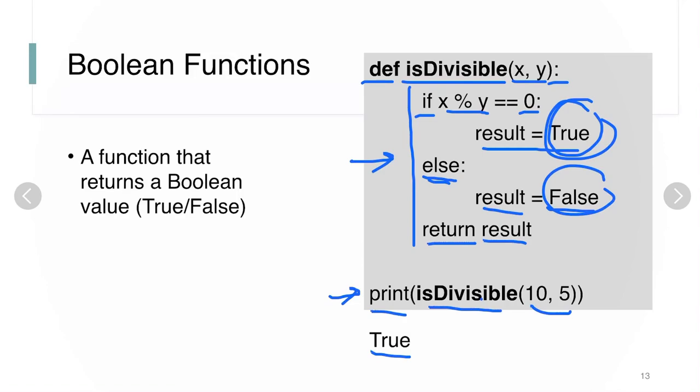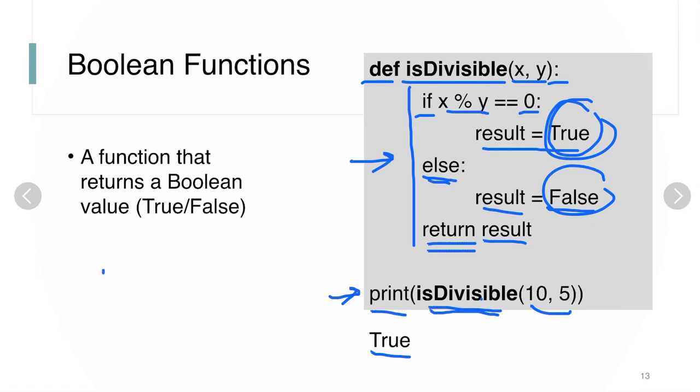So the Boolean function at some point should return a value which is true or false. So you can return only two types of values, either true or false. And the program that is calling that function should expect back that there's a truth value coming. So you can use it anywhere.